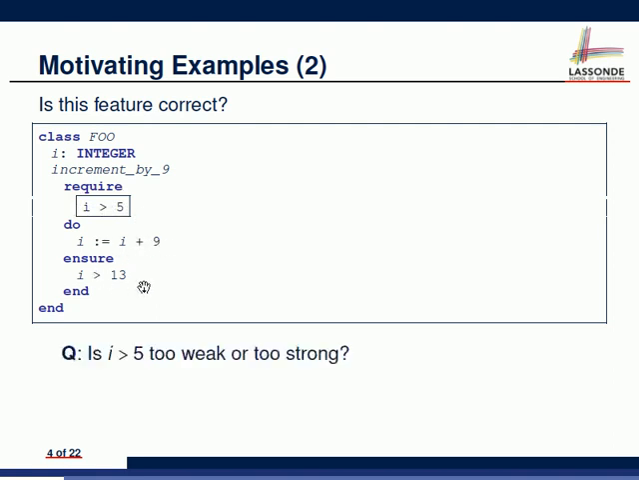So now is I larger than 5 too weak or too strong? The answer is maybe it's too strong, because whether or not you really want to disallow this value 5 is completely up to your application. If you really want 5 to be allowed, you allow it. Otherwise, you don't allow it. I'll get to some point; you will see why I want to show you two examples. One, it might be too strong. The previous one is too weak.